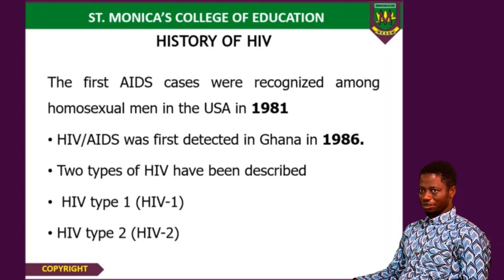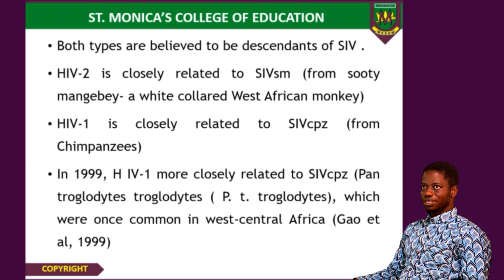So 2 types of HIV have been described. We did that in my earlier submission. We have HIV type 1 and HIV type 2. Both types are believed to be descendants of Simian immunodeficiency virus. HIV type 2 is closely related to Simian immunodeficiency virus from what we call the sooty mangabey, a white-colored West African monkey. So we are saying that HIV type 2 can be traced to monkeys, whilst chimpanzees brought about HIV type 1.